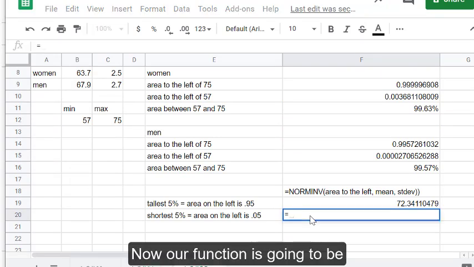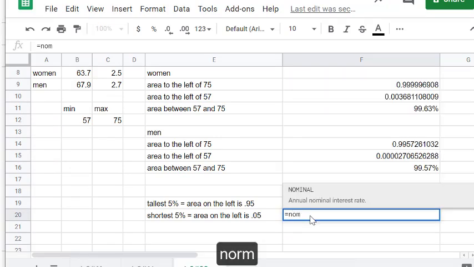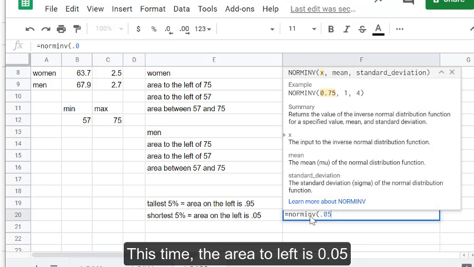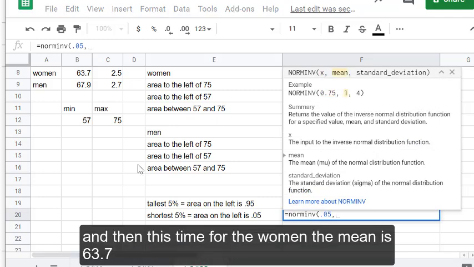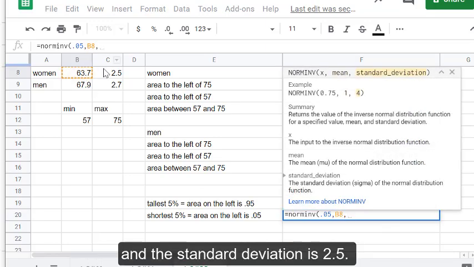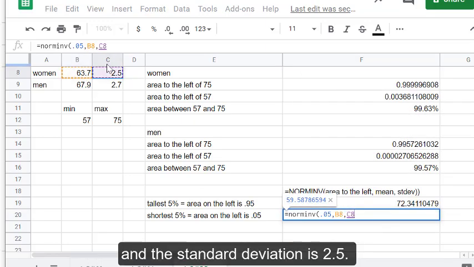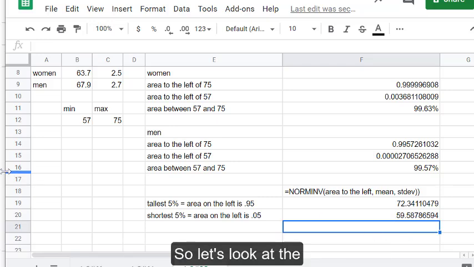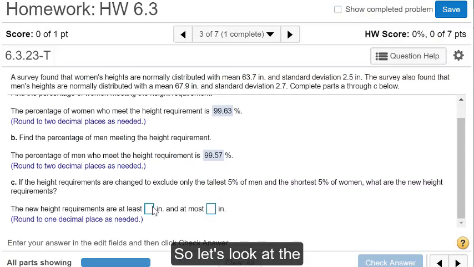Now our function is going to be NORM.INV again. This time the area to the left is 0.05, and then this time for the women the mean is 63.7 and the standard deviation is 2.5. So it looks like the minimum should be 59.58. So let's look at the problem again.